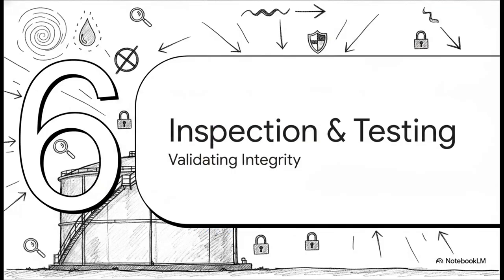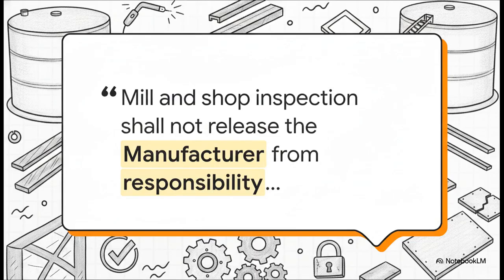Finally, we arrive at Section 6, Inspection and Final Testing. This is where we rigorously prove the tank is secure before a single drop of product is introduced. The crucial point here is accountability. The standard places uncompromising responsibility directly onto the manufacturer. There are zero shortcuts. No amount of prior shop inspection lets the manufacturer off the hook for replacing defective steel or repairing dangerous, substandard welds that might be discovered later out in the field.